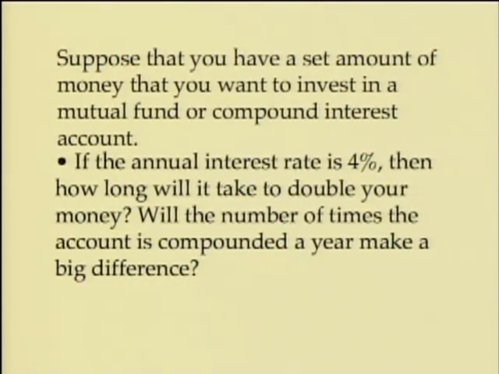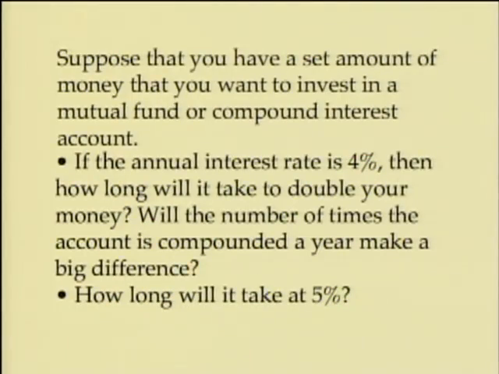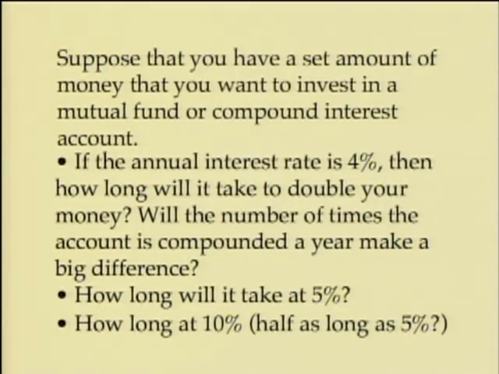And then they sometimes offer you things that are compounded more often. How important is that to the accumulation of money that I'm going to get? What if I can get 5% somewhere else? Is that going to make a big difference in how long it takes it to double? I mean, that's a good question.